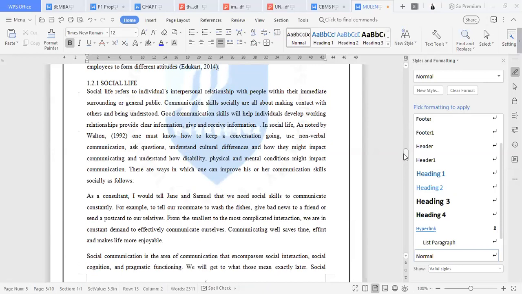Look at this. On social life: social life refers to individuals' interpersonal relationship with people. This was the writer's thoughts, but this has to be supported. So now, the continuing sentences: in social life, as noted by Wharton, 1992, one must know how to keep a conversation going, use non-verbal communication, ask questions, understand whatever. So make sure that you connect ideas.